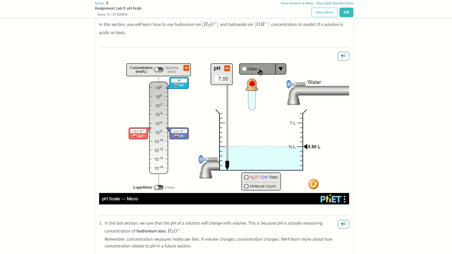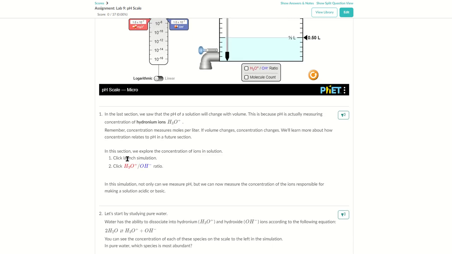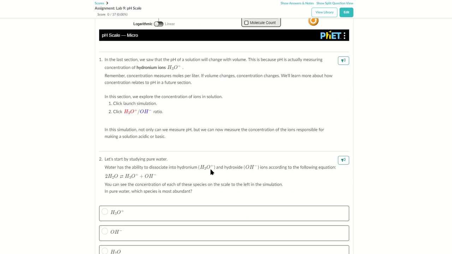So let's go ahead and see what this tells us to do. Obviously there's a bunch of different options. In the last section, we observed pH and how that changes with volume, right? And next up, we are going to explore these concentrations, hydronium and hydroxide. So we're going to start with water. And water dissociates, meaning it turns into hydronium and hydroxide. If you add these two up together, you will see that you get two H2Os.